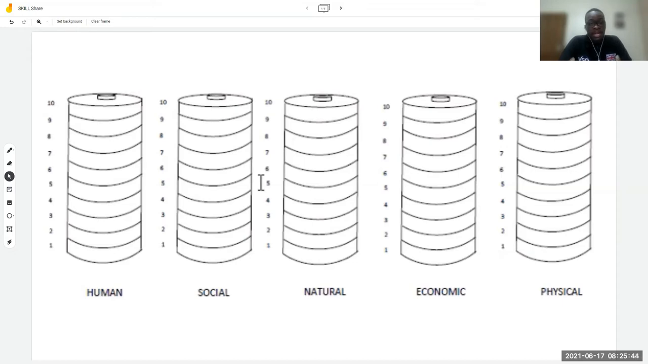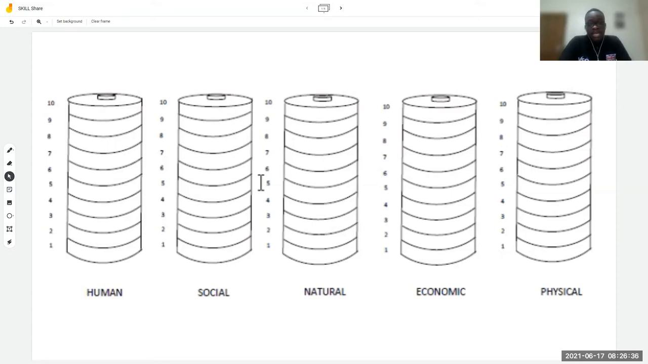And then on the natural pillar, you have a borehole, for example, that you're able to get water from, or you have some vegetation within your homestead that can shield you from direct sunlight. So that becomes an environmental capacity. And then economic, maybe you have some chickens that you're rearing, you have a small business that you're running, you have access to finances from your local bank or local savings platform. So that is your capacity at that time.